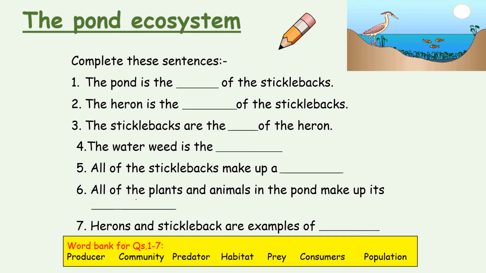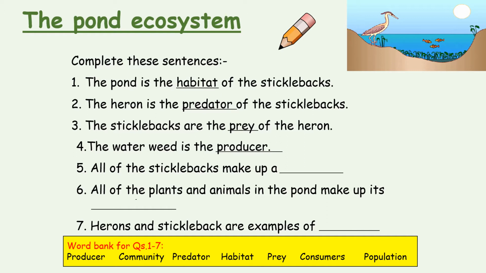So the answers are that the pond is the habitat of the sticklebacks, it's where they live. The heron is the predator of the stickleback, it eats it. The stickleback are the prey of the heron, they get eaten. The waterweed is the producer because it's a plant and it produces its own food by photosynthesis.